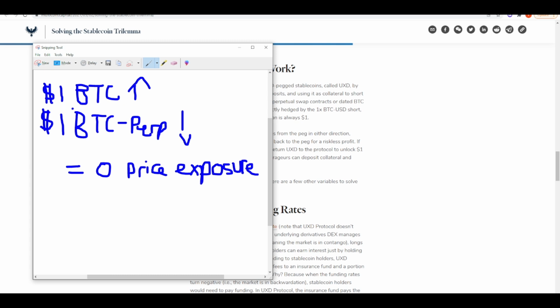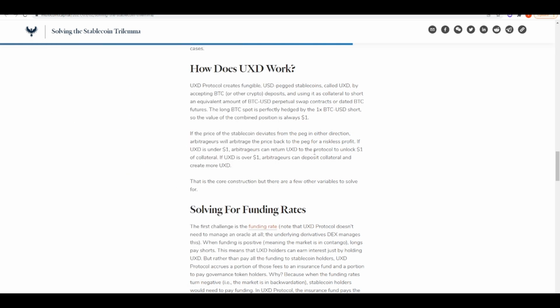Someone's deposited $1 worth of Bitcoin, and then UXD has turned around and shorted $1 worth of Bitcoin perp. So that's long, that's short, and if you net that out, that gives you zero price exposure to Bitcoin. Effectively, what you've created there is a synthetic USD-pegged stablecoin, and it doesn't have any price exposure to Bitcoin, but remember, it should be Solana. The price of Solana could go up, down, or sideways. It doesn't really matter for UXD. It should hopefully hold its peg.